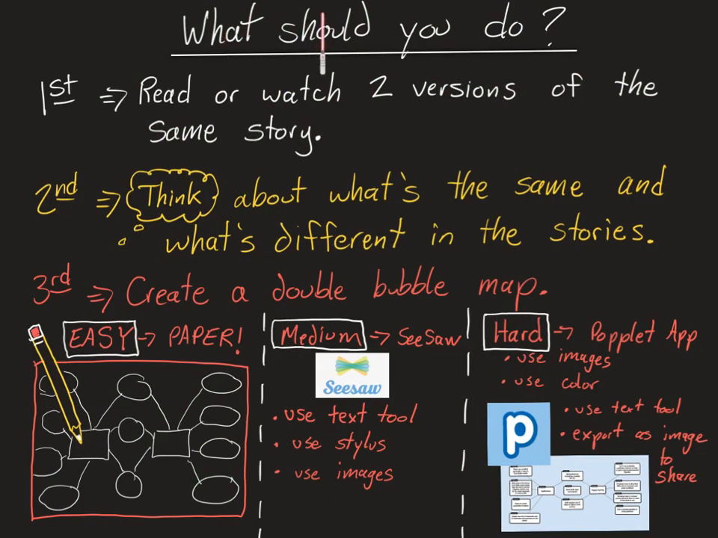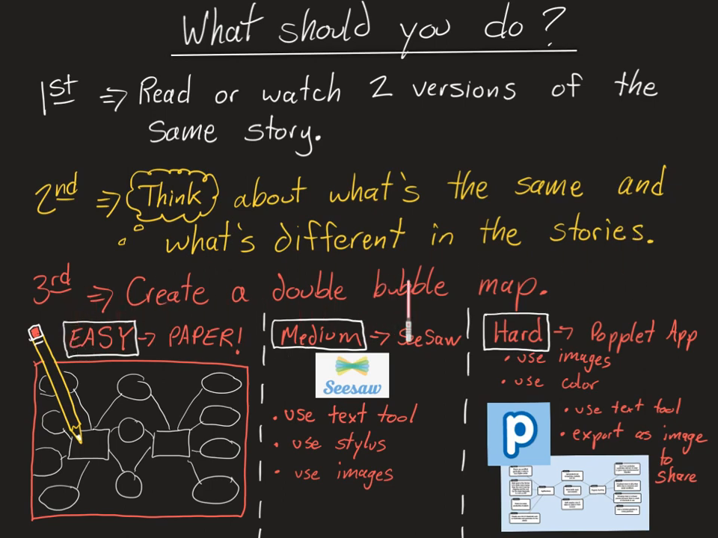What should you do today? Okay, first, read or watch 2 versions of the same story. So our recommendation to you is read one, maybe the original or a classic version on Epic Books. You don't have to do the 3 stories I picked, but if you're having a hard time finding 2 versions of the same story, pick from the 3 that I made the menu for. So that's what you're going to do first, read or watch 2 versions of the same story. Then do some thinking about what's the same and what's different in the stories.